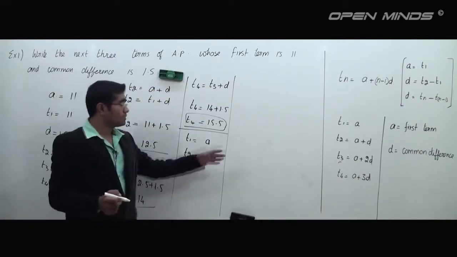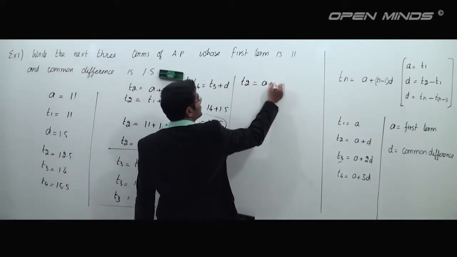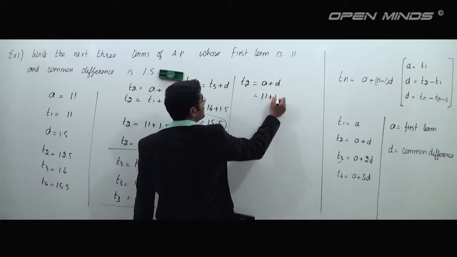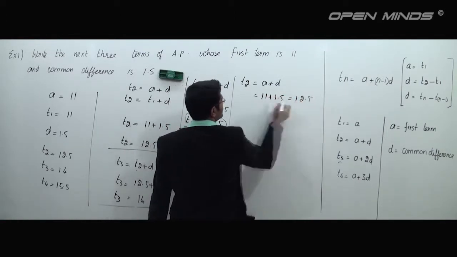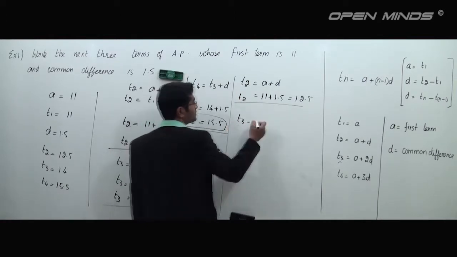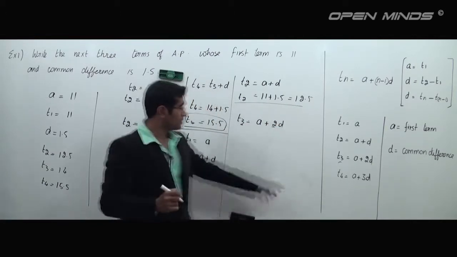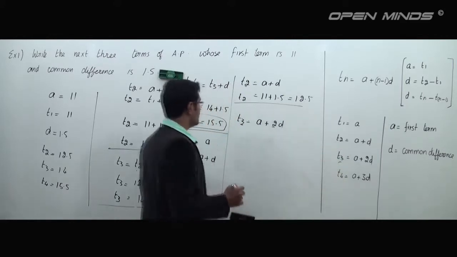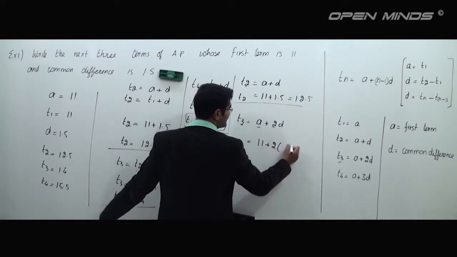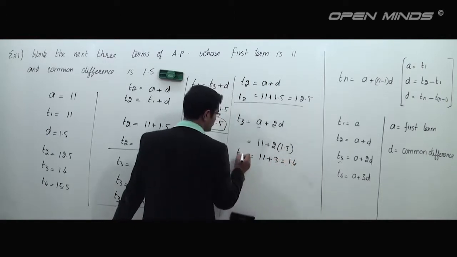So if you're working from what is given in your book, that's how you should work. Let's go ahead. t2 is simply given as a plus d. So a is 11 plus 1.5, which is 12.5. We got this, right? t2 is 12.5. Now what is t3? If you have a 3 here, then I take a plus 2d. That's it. So if there's a 2 here, there's 1 less. According to that formula, t3 is a plus 2d. Got it? So a was given to me as 11, plus 2 times d, which is 1.5. You get 11 plus 3, which is 14, which is my third term.